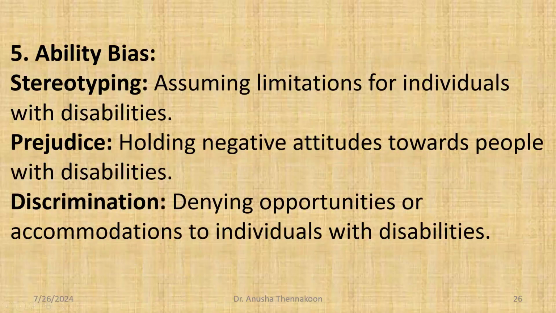And then ability bias. Stereotyping: assuming limitations for individuals with disabilities. So we put limitations on disabled persons. Prejudice: holding negative attitudes towards people with disabilities. And discrimination: denying opportunities or accommodations to individuals with disabilities. That is discrimination. Okay, I will go back to the beginning.